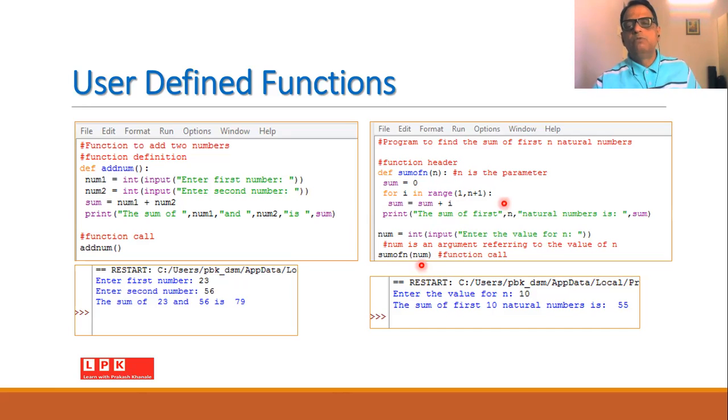So when we execute this part of the code, the message will appear on the screen, enter the value for n, which is 10. Then the sum of the first 10 natural numbers is 55. This message will be displayed on the screen.